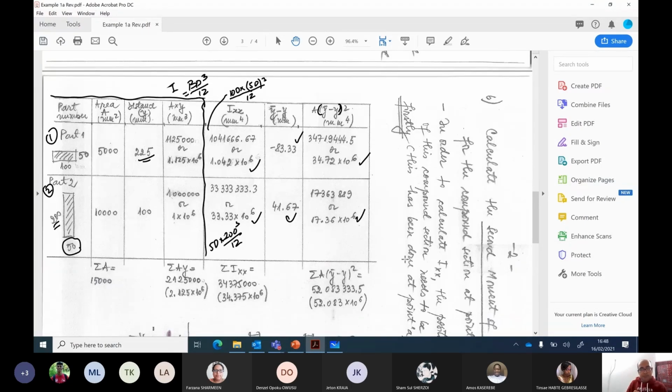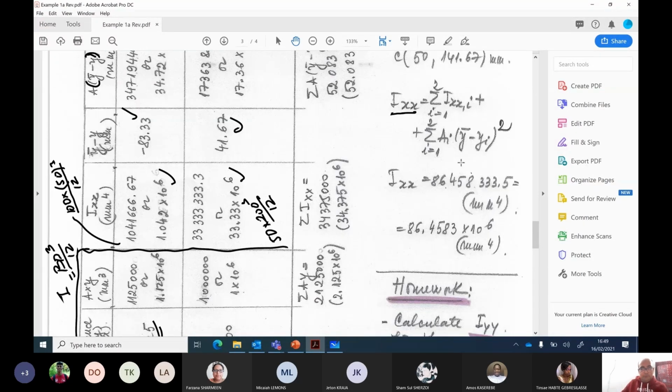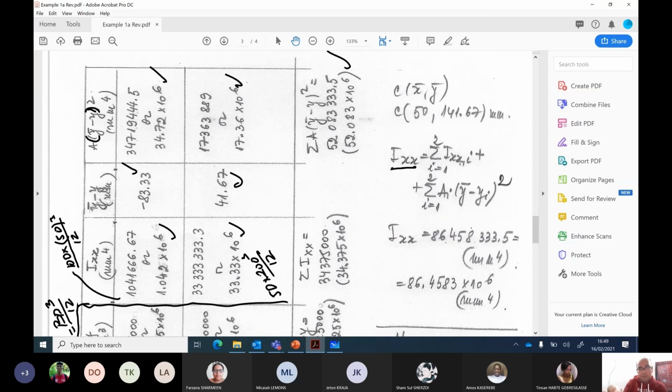Now all I have to do is add it up. I am getting 52.083. So this looks fine to me as well. Now using this formula, Ixx for the compound shape, I have summation of Ixx plus a into (y minus y bar) square. All I have to do is sum up these two values. One is this one and the other is this one. So 52 plus 34, it looks like it's 86 something. So this looks fine to me.